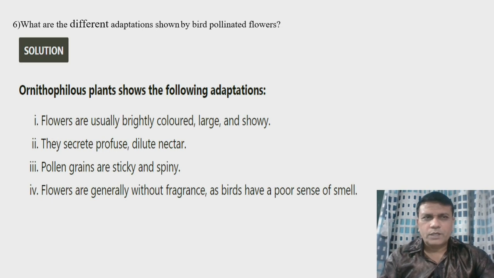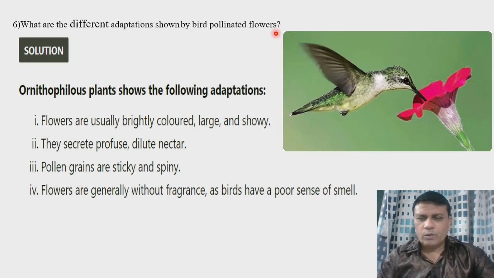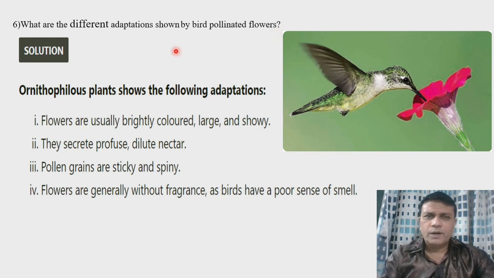Then the next question is, what are the different adaptations shown by bird pollinated flowers? Now, the pollination carried with the help of bird is called as ornithophily, and the plants or the flowers which show bird pollination are called as ornithophilous flowers. Now, while writing the answer, you will have to write any 4 adaptations. Each adaptation will be for half mark each.